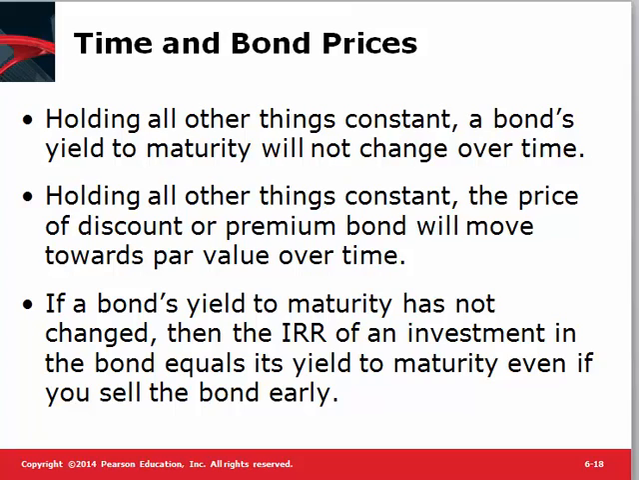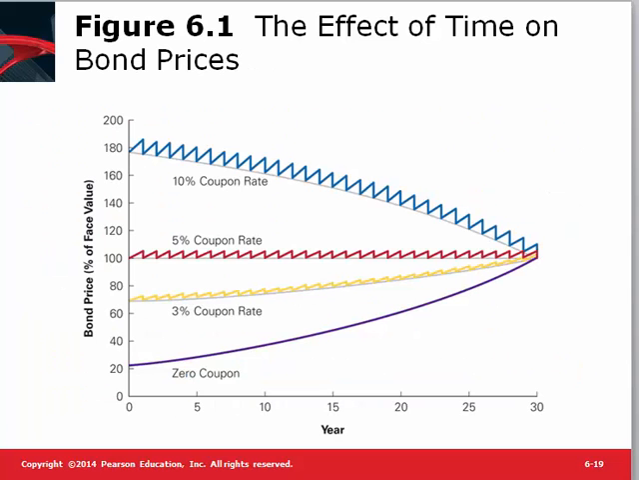So again, it says here, if the bond yield to maturity hasn't changed, then the internal rate of return of an investment equals its yield to maturity, even if you sell the bond early. So essentially it says, once you buy it, the return you're going to get is the same regardless of when you sell the bond or if you hold it to maturity. So the return doesn't change once you purchase the investment.